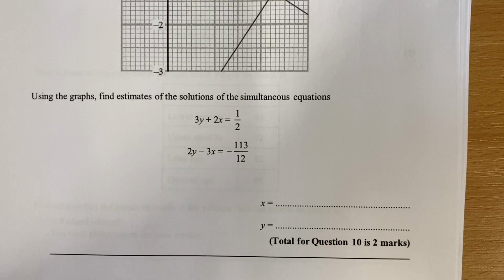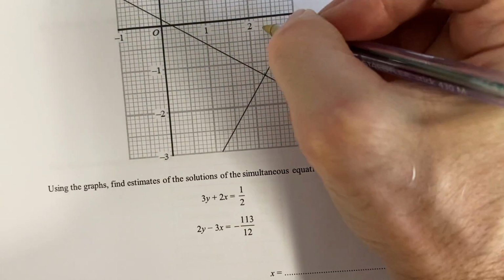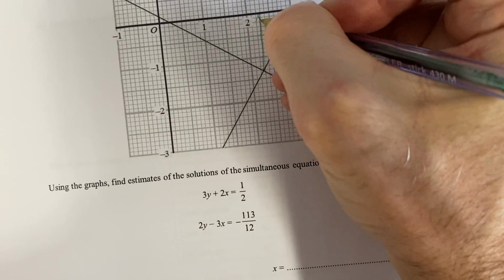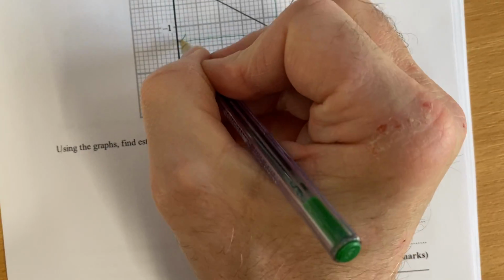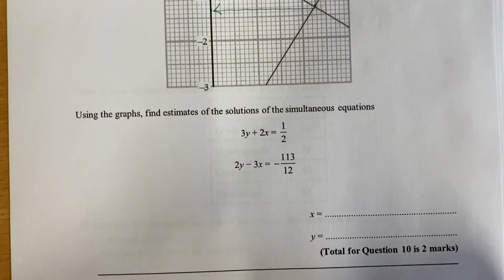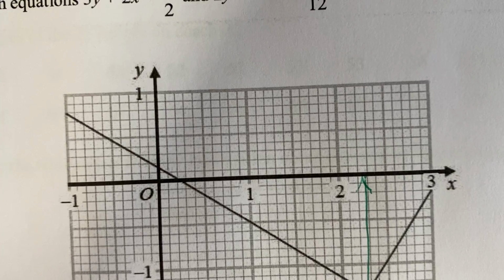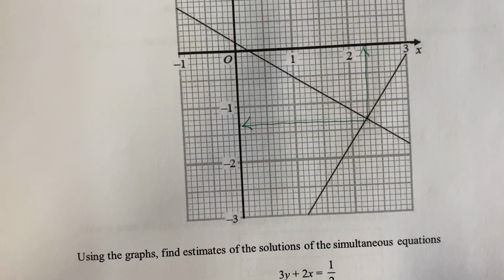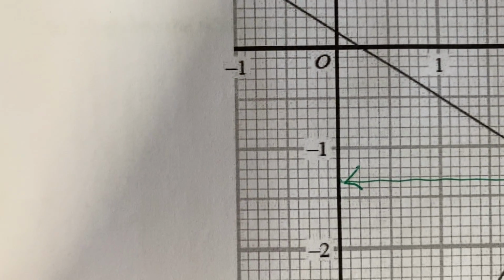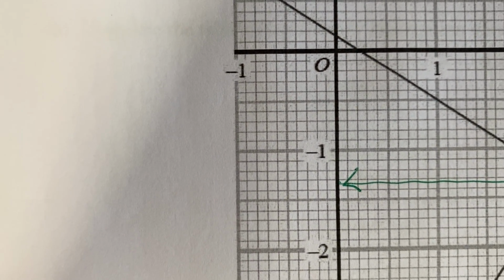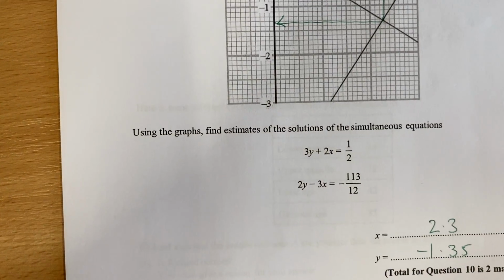It's worth 2 marks. And again, look at that. Even if you just guessed it, you're going to guess it right there. So your estimate is there and there. And there's tolerances here. So I'm going to guess that that is 2.3. And I'm guessing if that value is there, minus 1.35. So that's what I'm going to guess there.